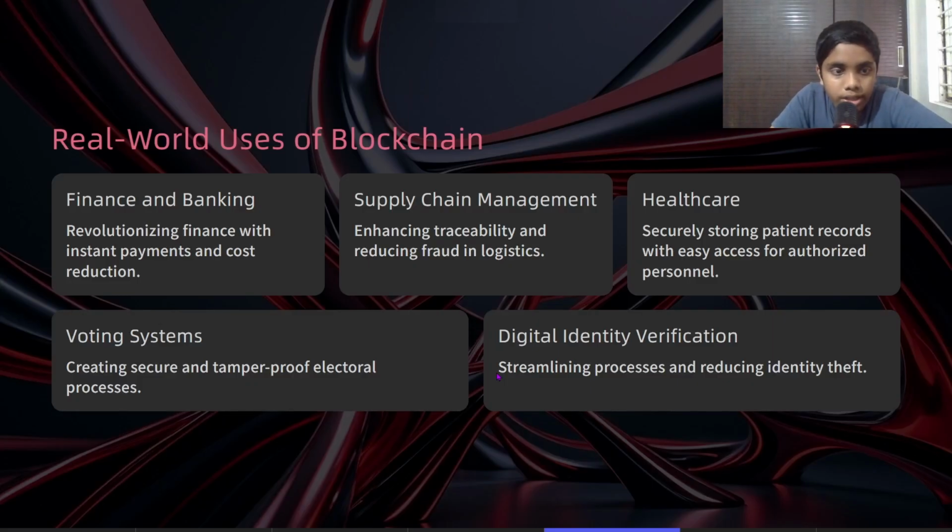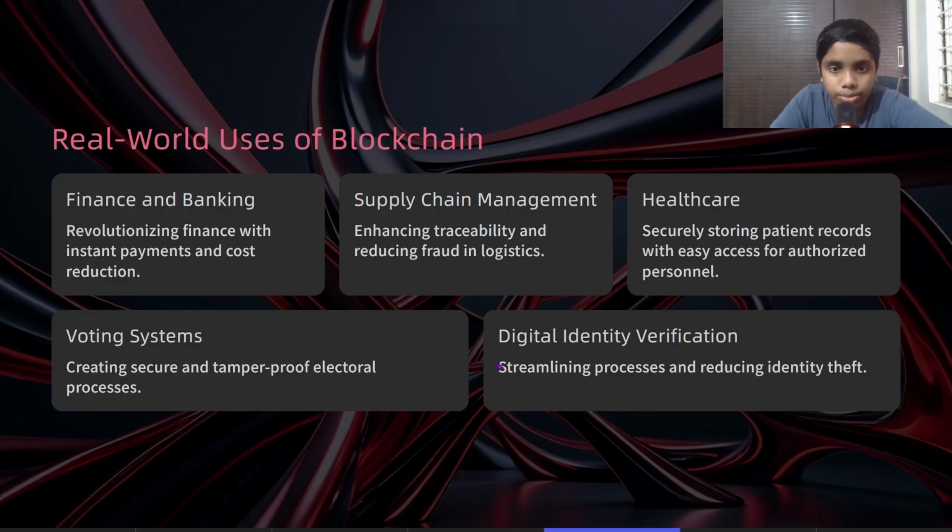Revolutionizing finance with instant payments and cost reduction. It revolutionizes finance and upgrades finance and banking. It doesn't require a middleman like the bank to verify the transaction. Blockchain can verify it. It's much cheaper, and it's much faster than traditional banking.